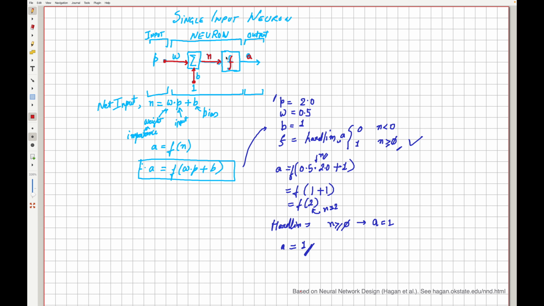So in the next video, what we are going to do is build on this single input neuron and see how we can build something new.